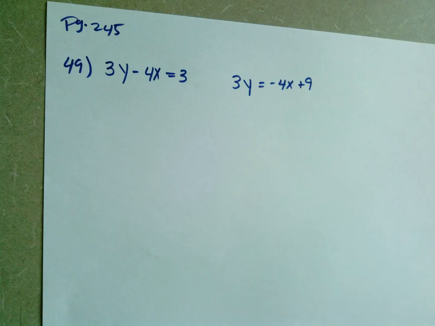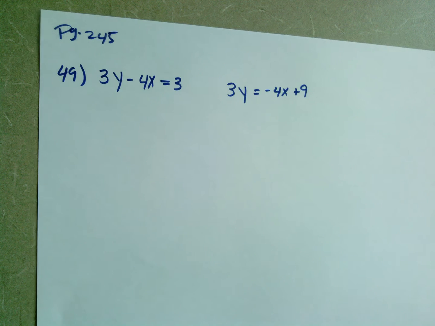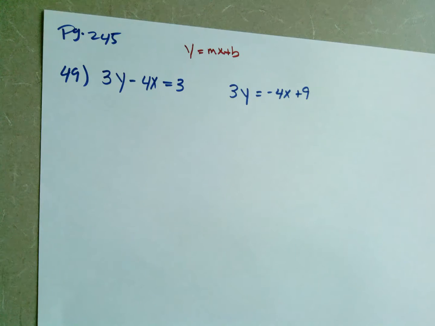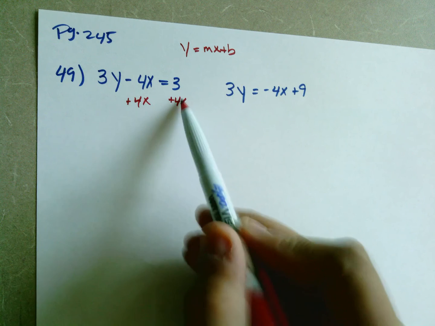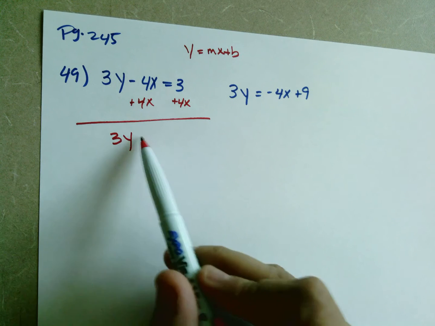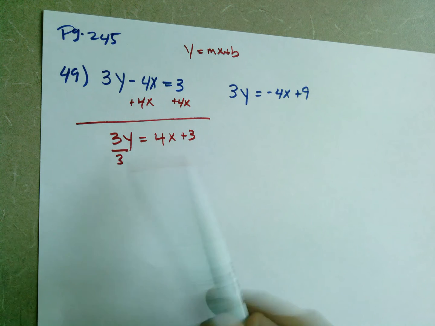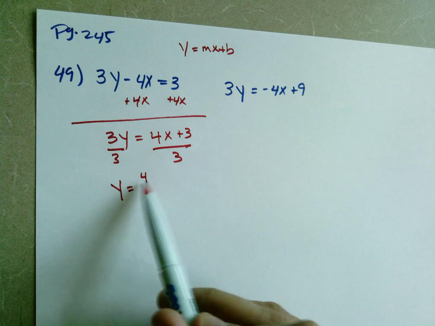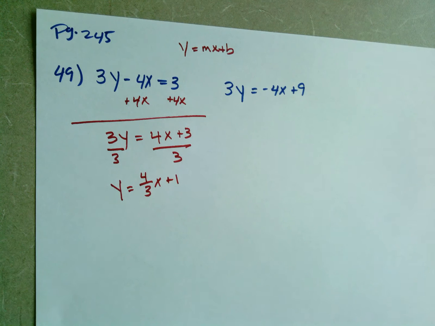If we take a look at number 49, the equations are a little bit different. They're not in slope-intercept form now. So I have to put them in slope-intercept form. Again, I have to get them to look like y equals mx plus b. So I do that in the first equation by adding 4x to both sides. And I have 3y equals 4x plus 3. And then I divide by 3 on both sides. Y equals 4x over 3, which is just 4/3 x. Positive 3 over positive 3, that's a positive 1.